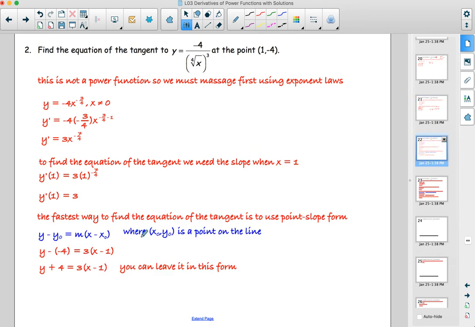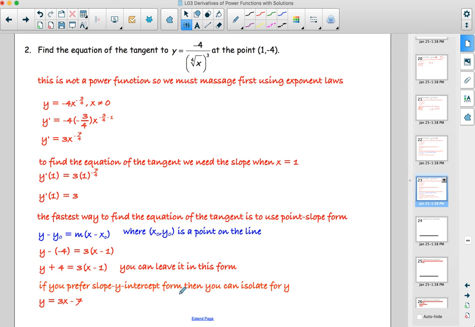As I mentioned before, the fastest way is to use the point slope form. So I'm going to do y minus y naught. Y naught's -4, so y minus -4 equals, the slope of the tangent was 3, times x minus x naught. The x coordinate of that point on the tangent line, or the point of tangency, is 1. I plug in a 1 there. I now get y plus 4 is 3 times x minus 1.